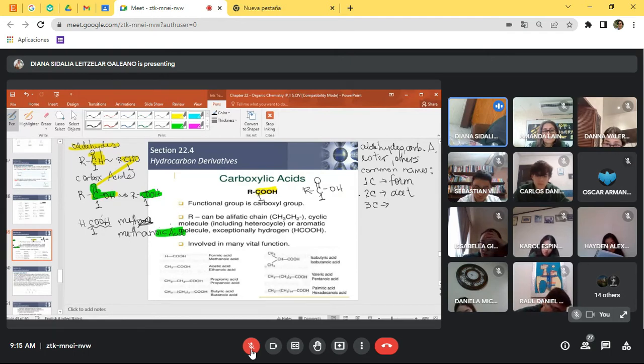Formaldehyde no, si este no es un aldehyde, es un carboxylic acid. Or mic acid. No, que no dije. Yep, eso ya lo tiene.